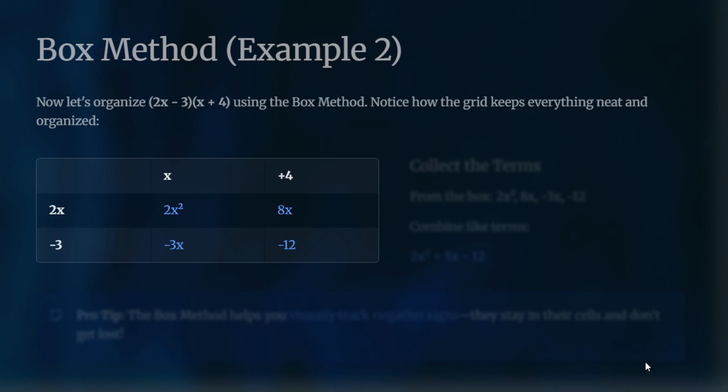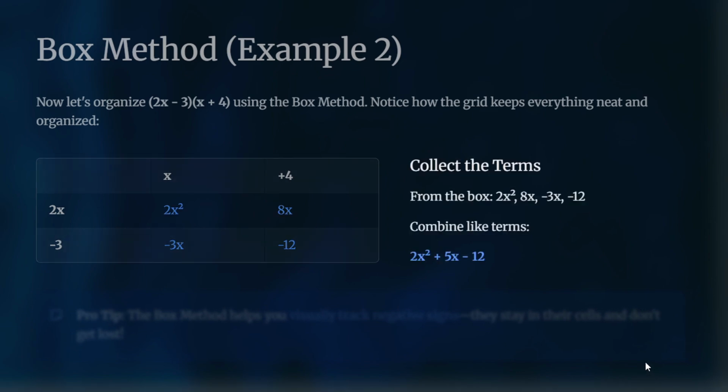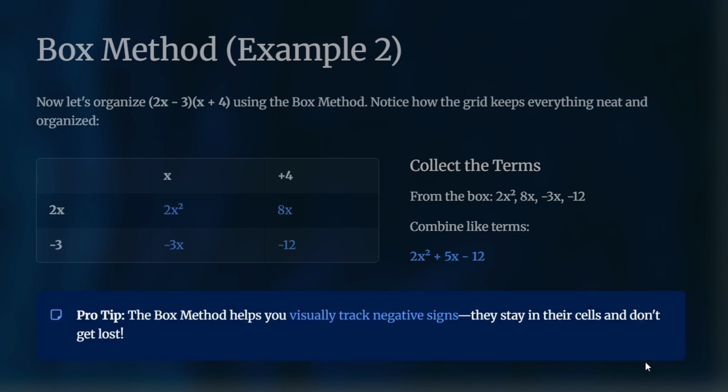Once again, if we collect the terms from the box, 2x squared, 8x, negative 3x, and negative 12, and combine them, this simplifies to 2x squared plus 5x minus 12. So we get the same answer for both methods, but the box method helps you to visually track negative signs because they stay in their cells and don't get lost.